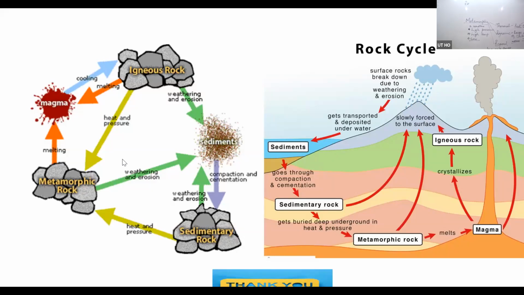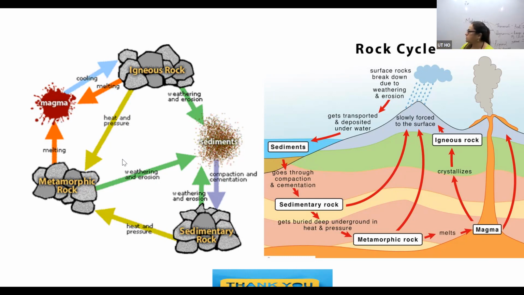Heat and pressure change rocks to metamorphic rocks. Metamorphic rocks again melt, turning to magma. Igneous rocks also melt and turn to magma again, which is below the surface. Again, igneous rocks under heat and pressure also change to metamorphic rocks. Metamorphic rocks also break, and weathering and erosion take place. They turn into sedimentary rocks. So that cycle continues. Magma cooling turns to igneous. Igneous melting turns to metamorphic and other types of rocks.